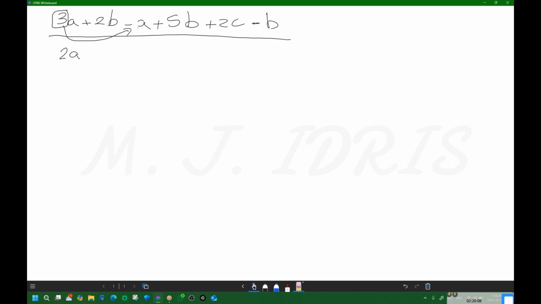So next, I'll be solving the letter b. I'll come here and write b because I'm solving b. For b, I have positive 2. I'll write them here: positive 2, positive 5, and negative 1. Here I have a hidden 1. Positive 2 and positive 5 will give me positive 7 minus 1. Positive 7 minus 1 will give me positive 6. So the answer is positive 6b.